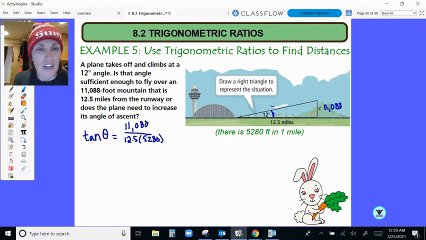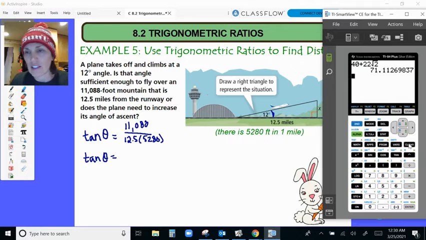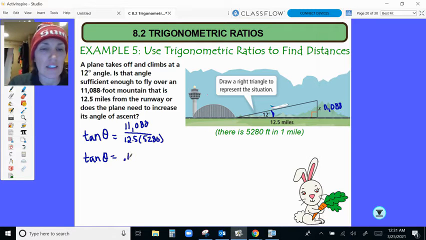Okay, so let's take this tangent of theta equals, and let's get my calculator here. If I take 11088 and divide it by, and I've got to put this in parentheses because I'm going to multiply 12.5 times 5280, that's going to give me 0.168. So tangent of theta is going to equal 0.168.